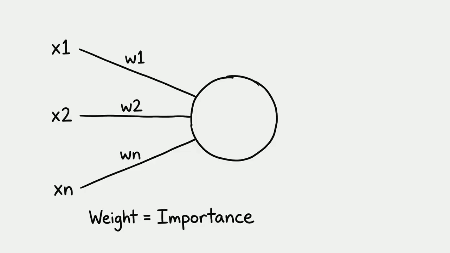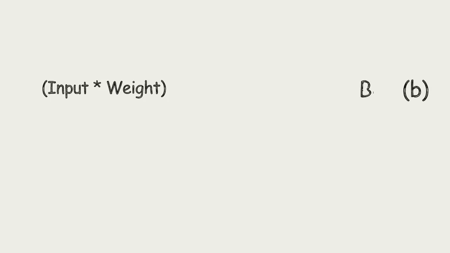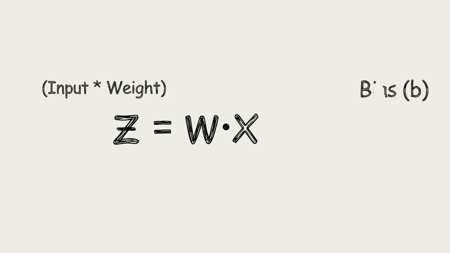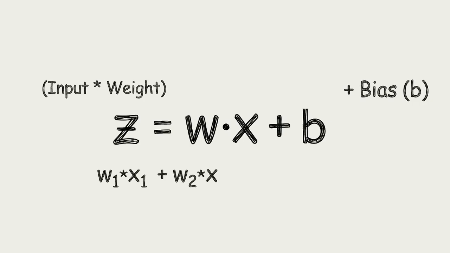What the neuron does first is form a weighted sum. It multiplies each input by its weight and adds everything together, then adds one extra number called a bias. So mathematically, we write this as z equals w dot x plus b, or explicitly, w1 x1 plus w2 x2 plus ... plus wn xn plus b. This number z is not yet the final output.